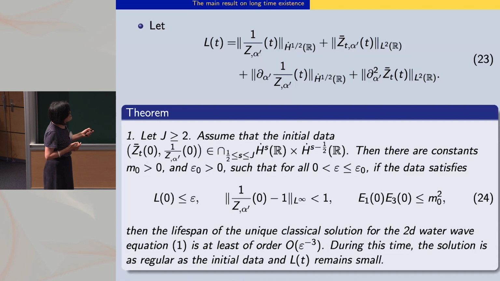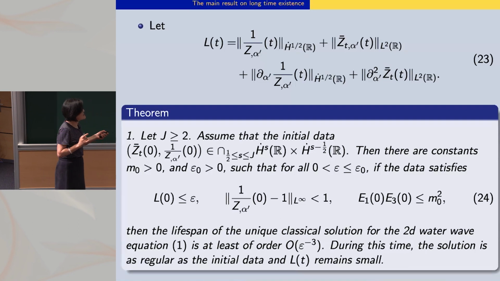Now, assuming the initial data is smooth enough, we also assume that this sum, L0, is small enough. So this quantity is small initially, and this quantity is just less than 1. It doesn't have to be small. It can be very close to 1, but it's less than 1. And then E1, E3 are the energy functionals I constructed a little earlier. This is first order, this is third order. I will explain why this is involved. It is less than some universal constant m0 squared. So this is less than some universal constant, and this quantity is small, less than epsilon.